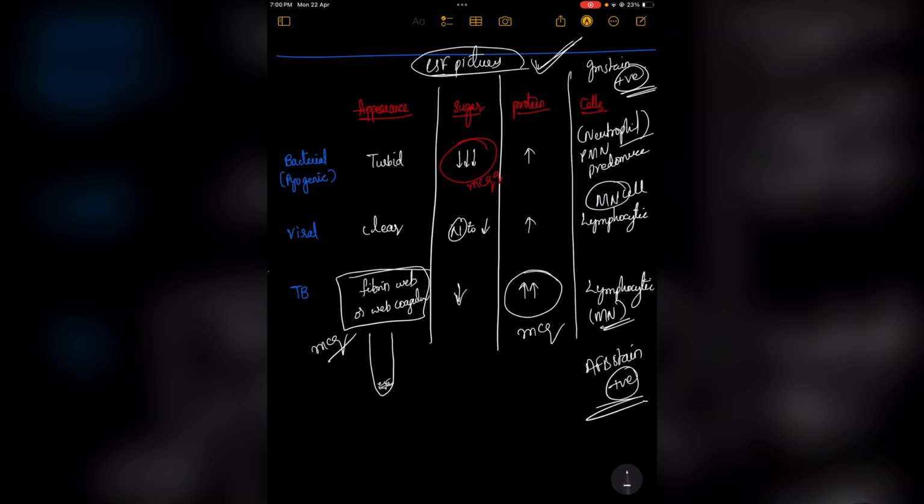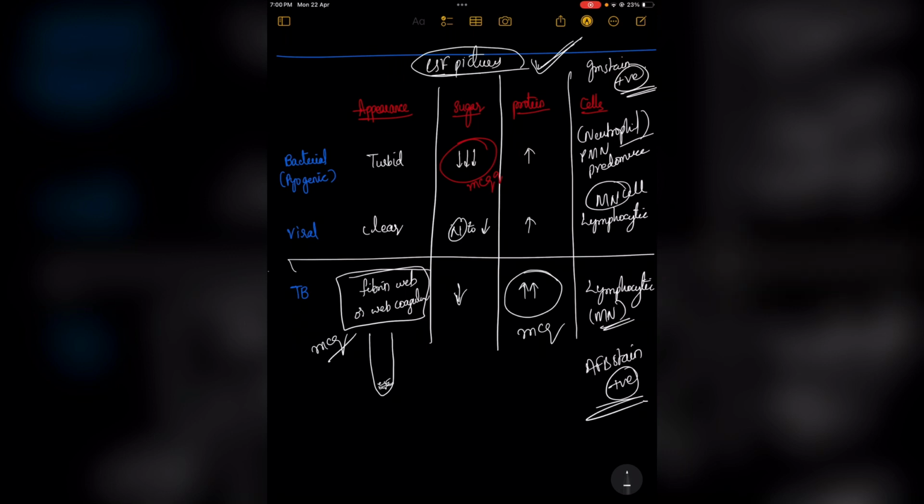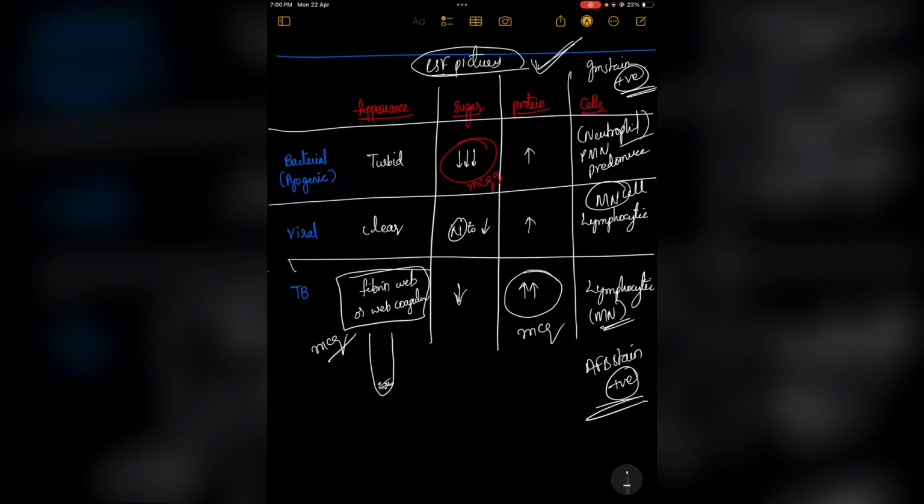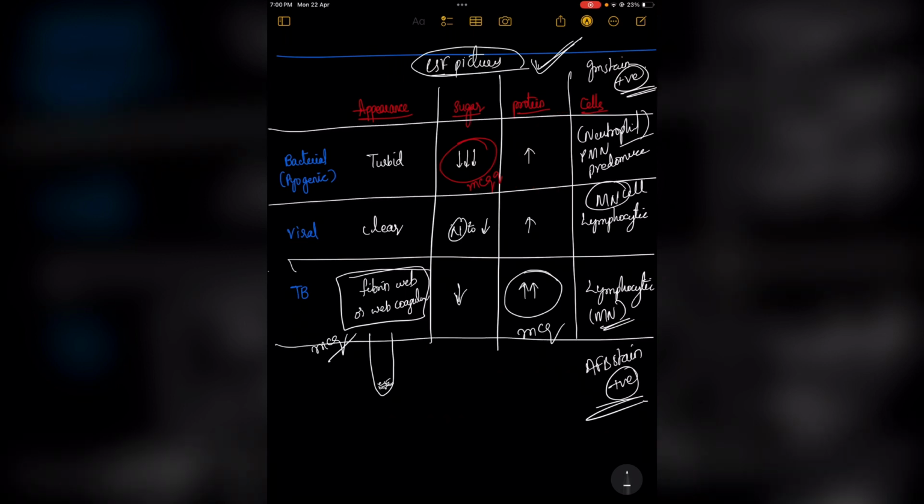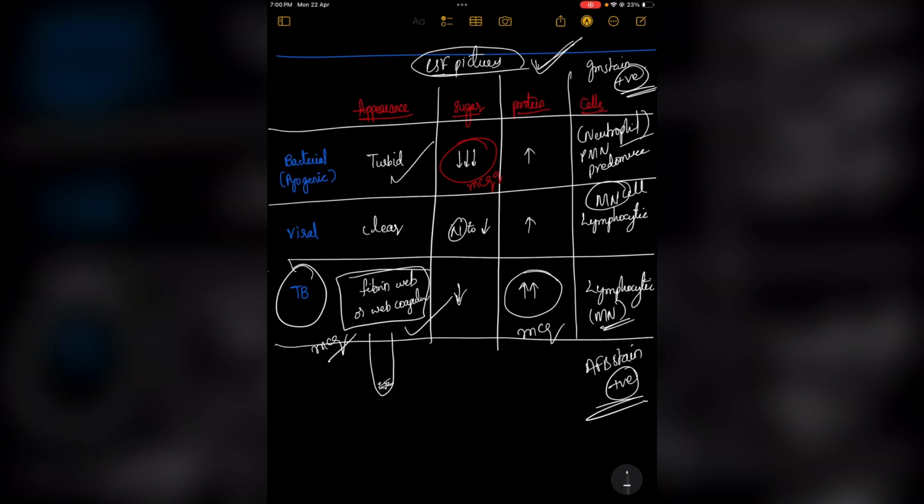This is the important CSF picture in meningitis. So the differentiating feature, definitely you will get a clue. Maybe they will mention turbid CSF, that points towards bacterial meningitis. Maybe they may point towards fibrin web or web coagulum, that means it is TB meningitis.